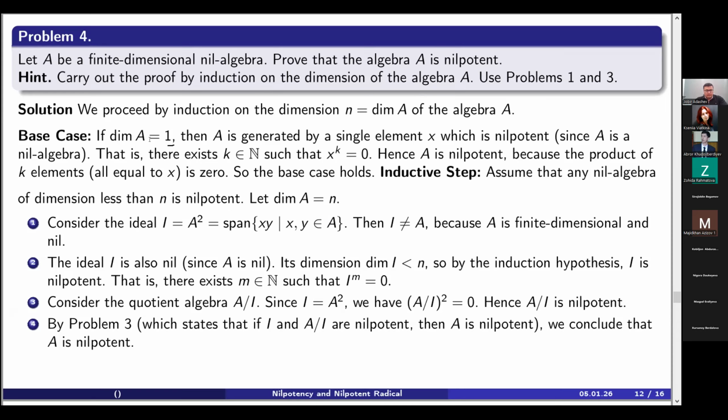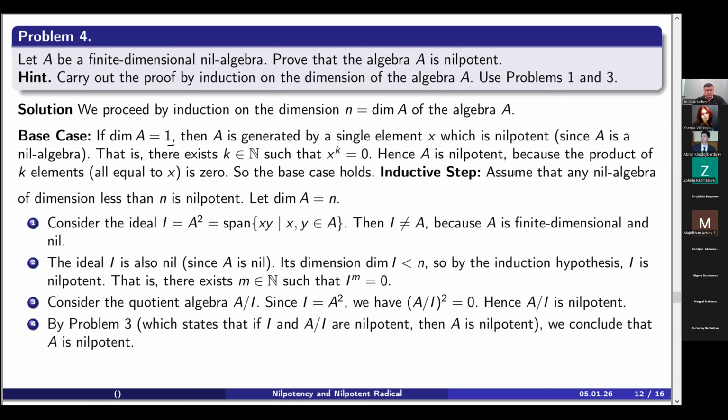We proceed by induction on the dimension n of the algebra A. Base case: if dim A is equal to 1, then A is generated by a single element x, which is nilpotent since A is a nil algebra. That is, there exists k such that x to the power of k is equal to 0. Hence A is nilpotent because the product of k elements all equal to x is 0. So the base case holds.